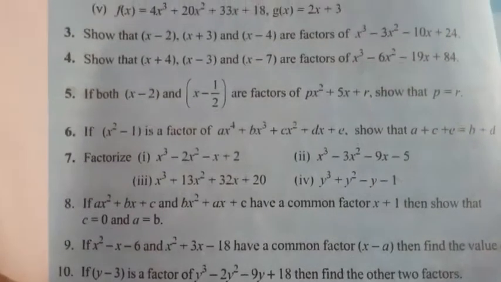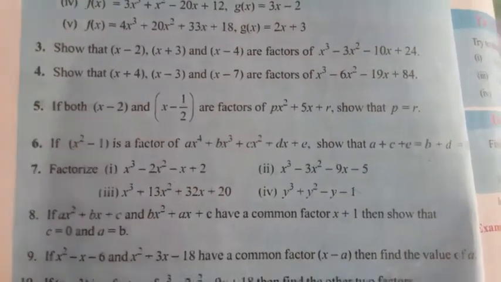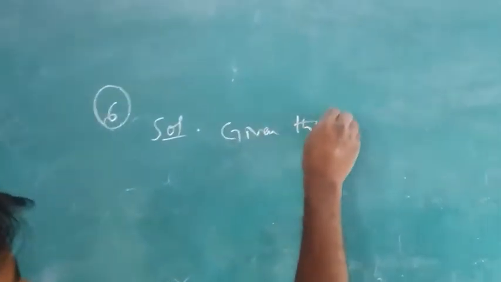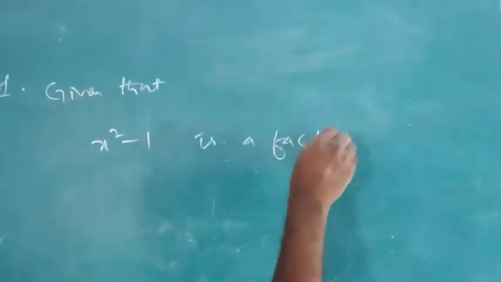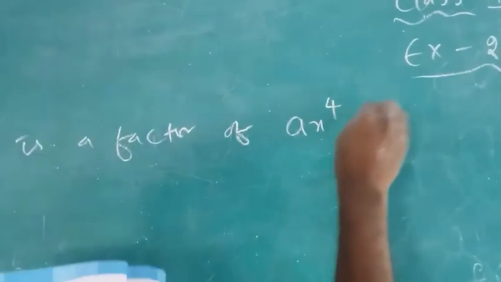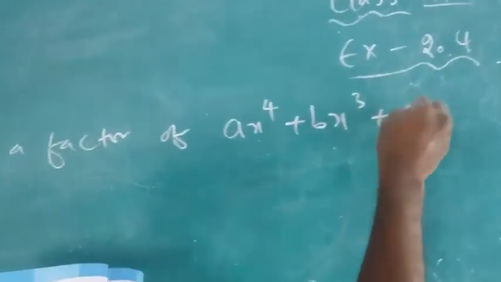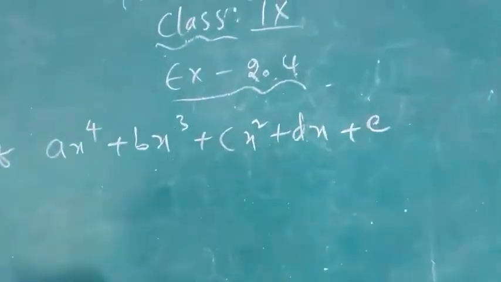If x square minus 1 is a factor of ax to the power of 4 plus bx cube plus cx square plus dx plus e, show that a plus c plus e is equal to b plus d is equal to 0. Right children? Now children, we will do the problem here. x square minus 1 is a factor of the given polynomial ax to the power of 4 plus bx cube plus cx square plus dx plus e children.